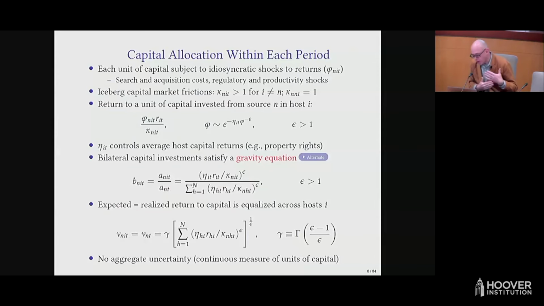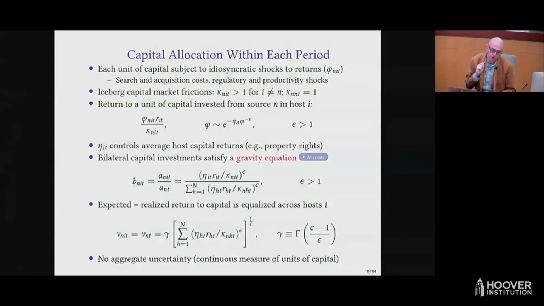So this gives us one feature of the model that keeps things tractable. We've got these constant elasticity of substitution expressions for each country's capital holdings. And countries generically have this diversified portfolio where they allocate the capital across countries according to a gravity equation that we see fitting the data.